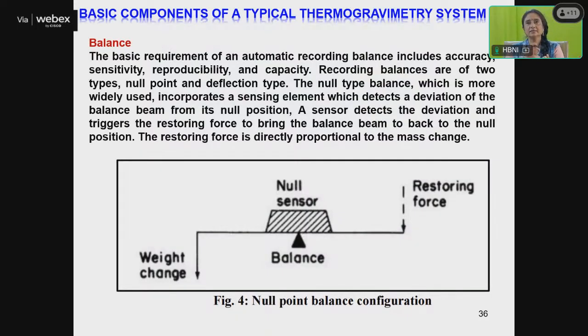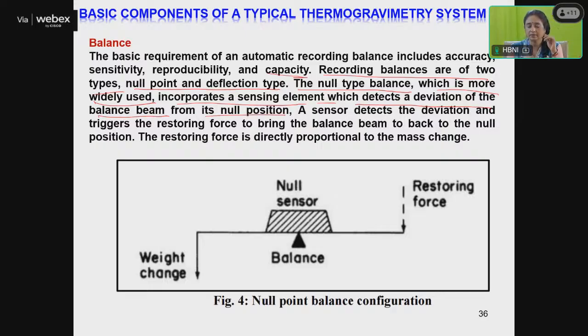So now the balance, what is a balance? Since you are measuring a weight difference, you need to have a balance. The basic requirements of an automatic recording balance include accuracy, sensitivity, reproducibility, and capacity. Recording balances are of two types, null point and deflection type. The null type balance, which is more widely used, incorporates a sensing element which detects a deviation of the balance beam from its null position.